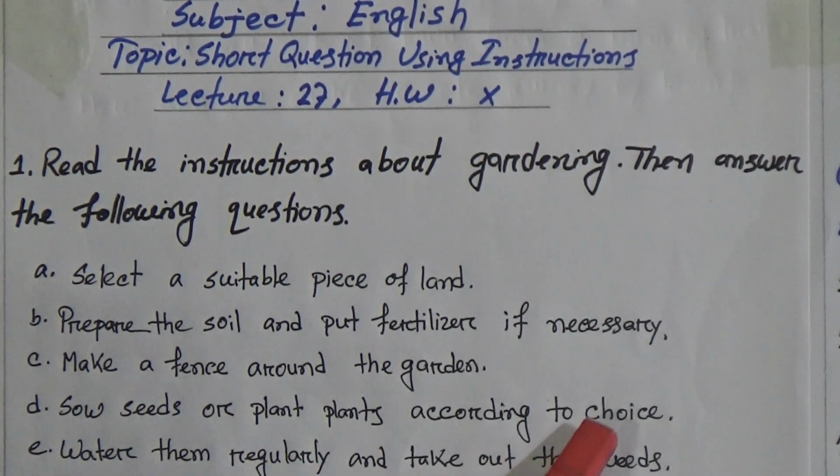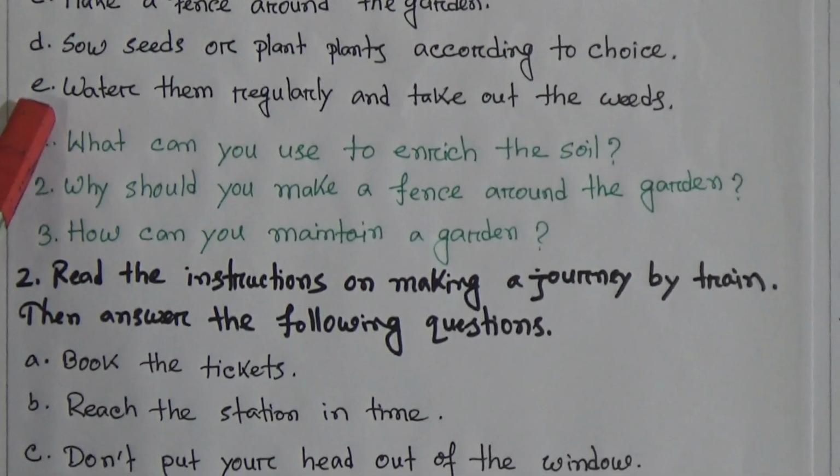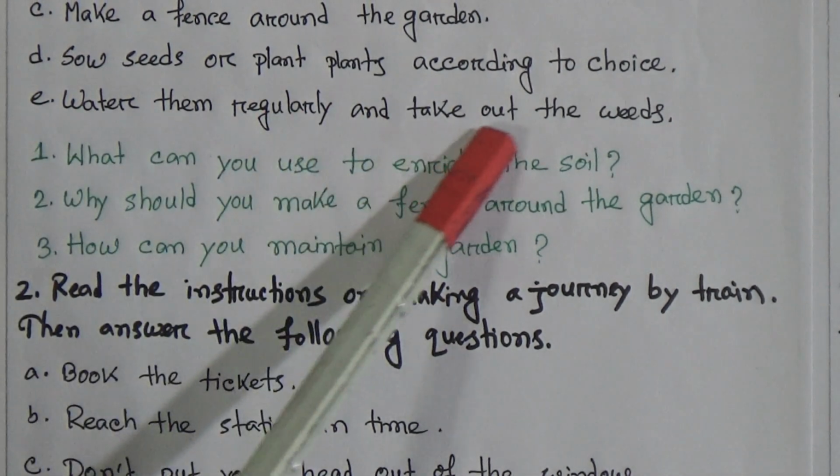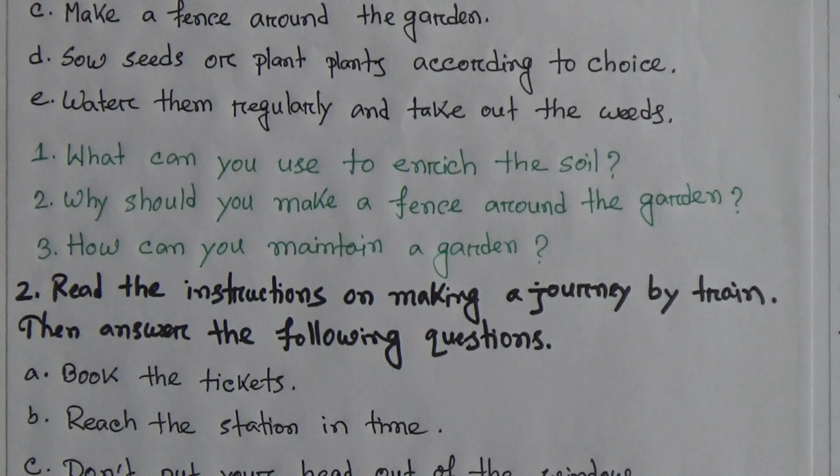plants according to choice. Here plant is used twice, you don't get confused. Here this plant is the verb and this plants means trees, little trees or siblings. Number E, water them regularly and take out the weeds. So these are the instructions.